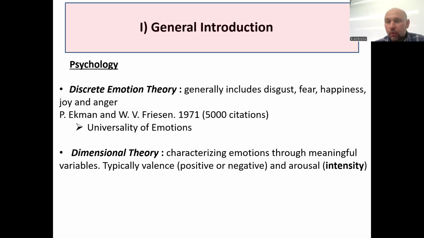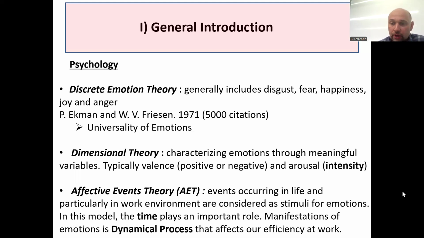Another theory that will be useful for us is the dimensional theory. Well, you can have the discrete emotions, but you also have other characteristics for emotions. So you can then build an n-dimensional space with certain characteristics. For example, typically you can have valence, is an emotion positive or negative, and intensity. And you can go like that, and on a circle you can put your emotions.